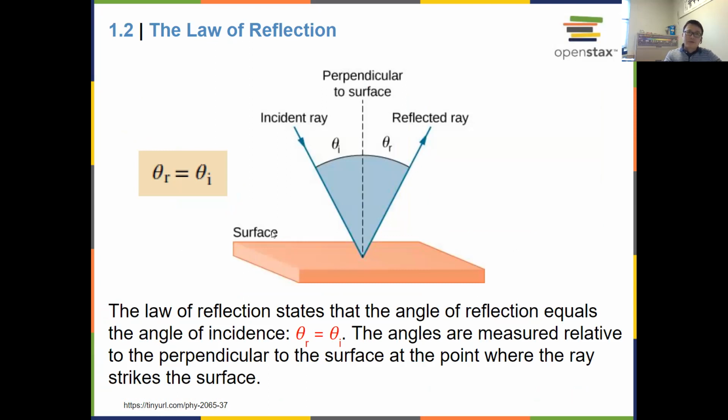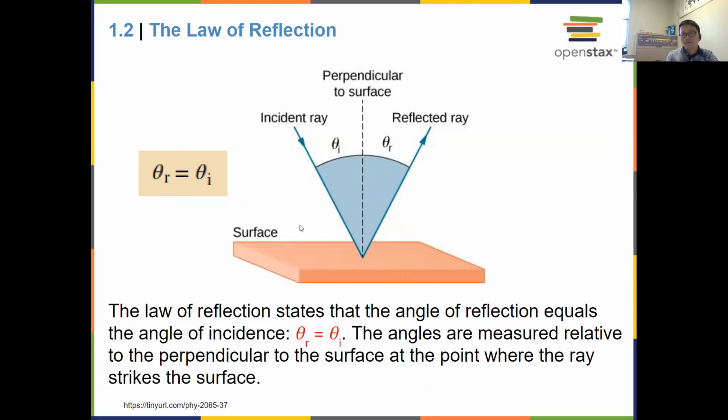Next section, let's take a look at the law of reflection. This is really a simple law that we have studied in lab. Basically it says the incident angle equals the reflected angle. For the incident ray, the angle it makes with the normal direction on the surface should be equal to the angle the reflected ray makes with the normal direction. So theta r equals theta i.